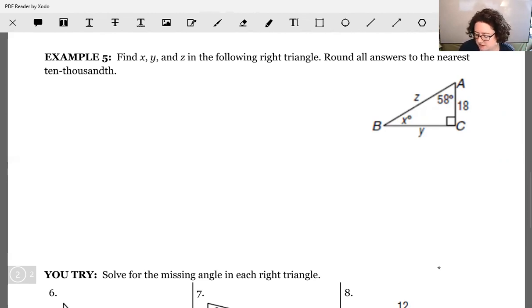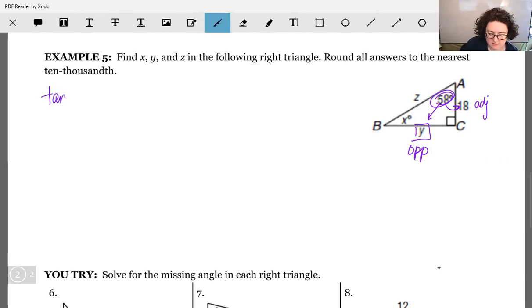So now let's try solving for y. So for y, let's see here. My only other angle right now is 58. Okay. So I can also solve for using the 18. So let's see here, compared to my 58 degrees, my y is my opposite side, my 18 is my adjacent side. What ratio would use that? That's going to be our tangent. So tan of 58 degrees equals y over 18.